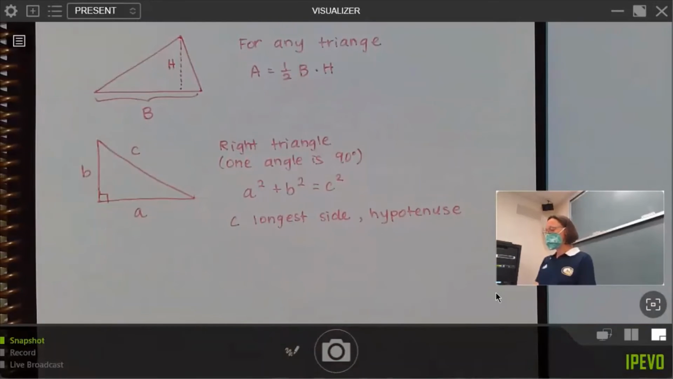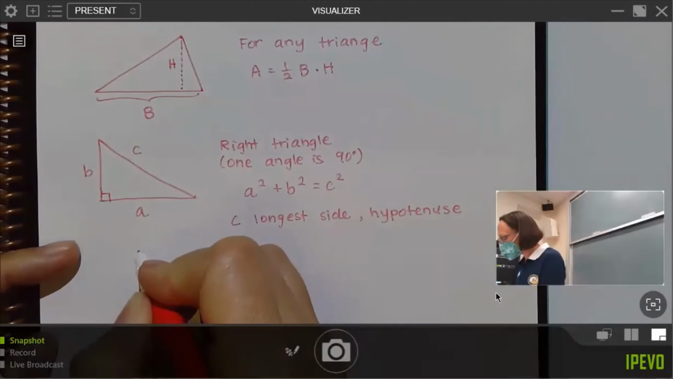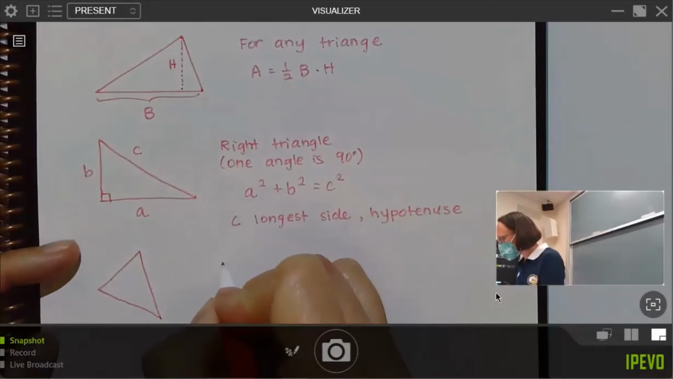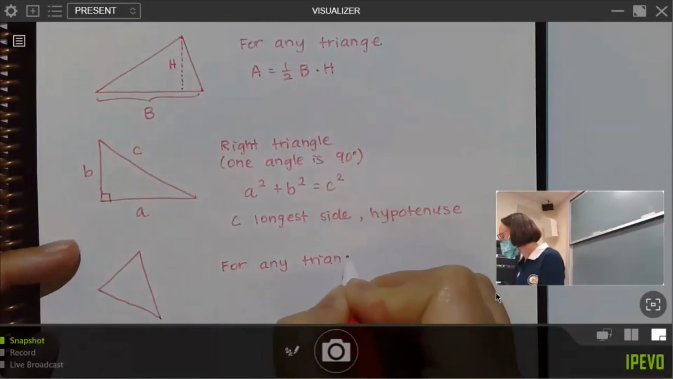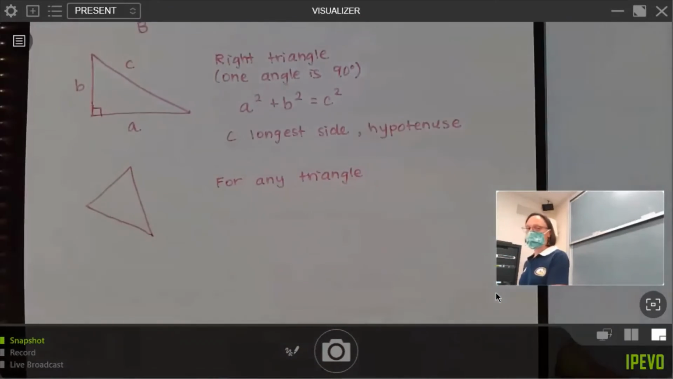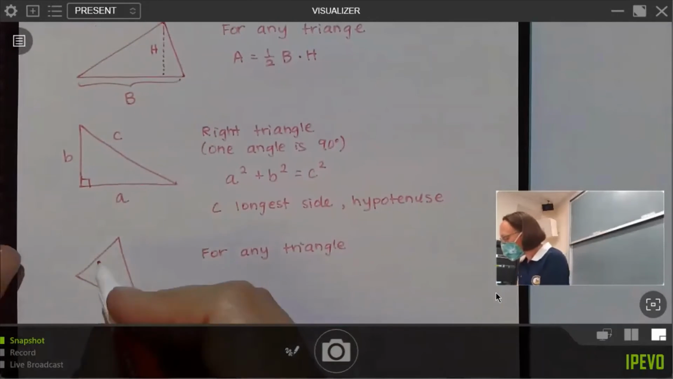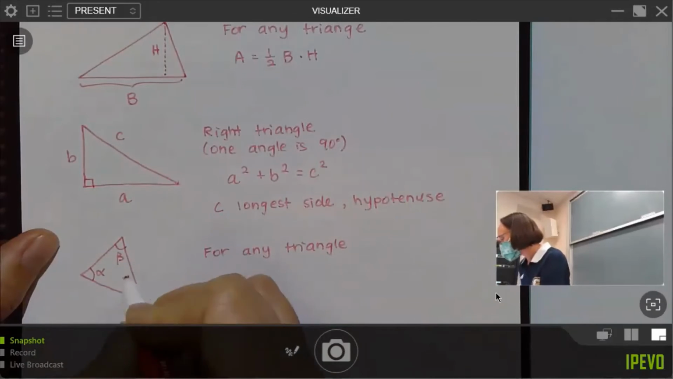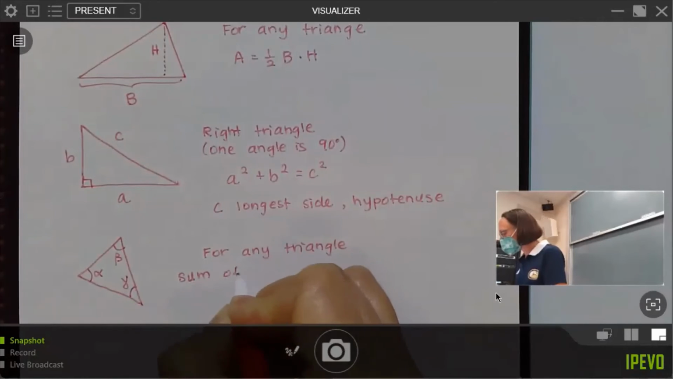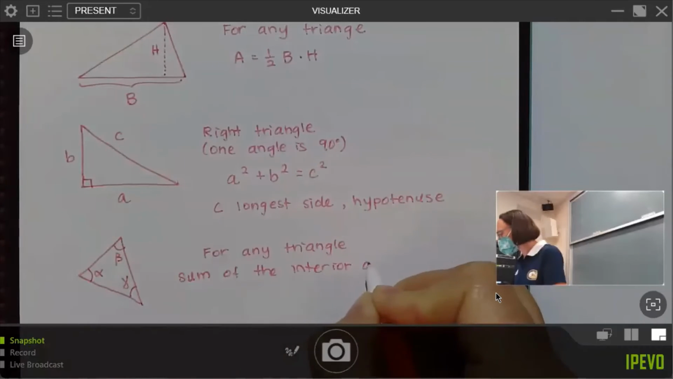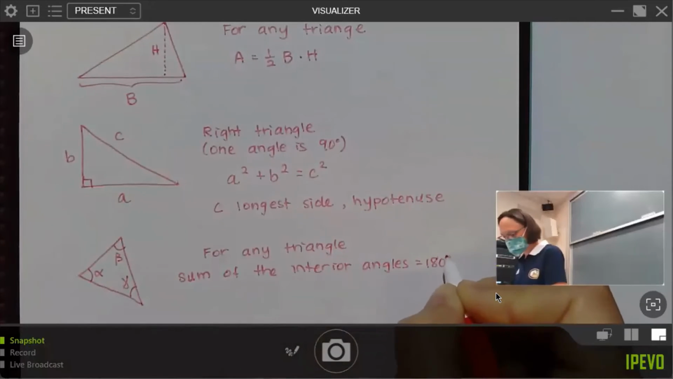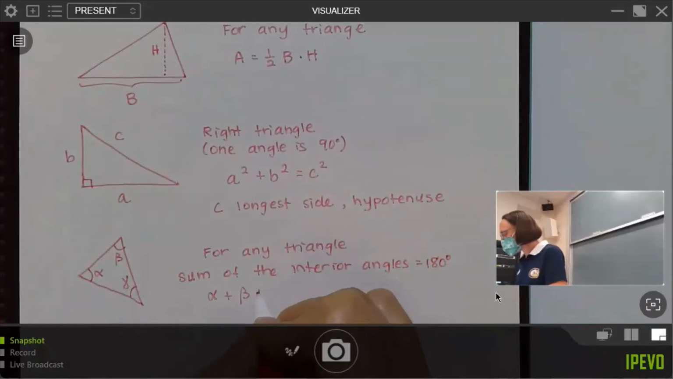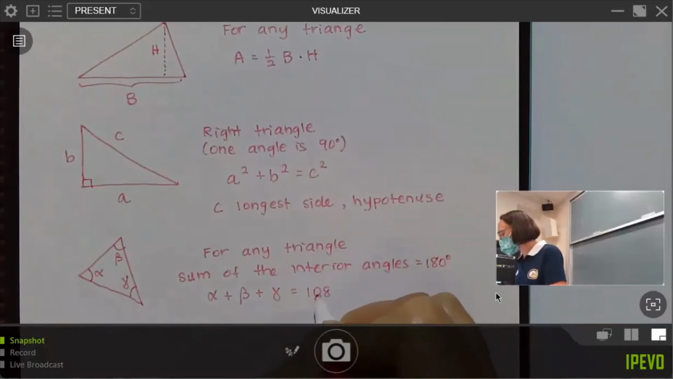One other thing that will come up for triangles, and I guess I'll draw another triangle, why not? For any triangle, the sum of the interior angles is equal to 180 degrees. And we often use Greek letters when we talk about the angles. So I'm going to call these alpha, beta, and gamma. I'll write it out in words. The sum of the interior angles equals 180 degrees, or alpha plus beta plus gamma would equal 180 degrees.